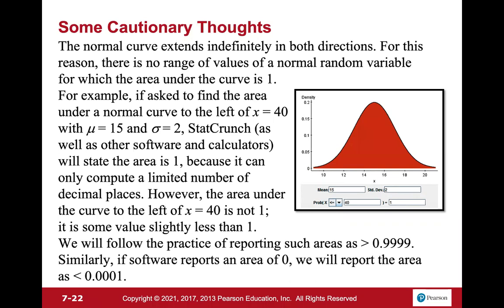And we will follow the practice of reporting areas such as 0.9999 or greater than 0.9999 as 1. And similarly, if software reports an area of 0, we will report the area as 0.0001. So looking at those two different ones, this is kind of like a disclaimer for whenever you're doing the homework. If your area is equal to 1, we are just going to say greater than 0.9999. If your area says 0, we're going to report the area as less than 0.0001.